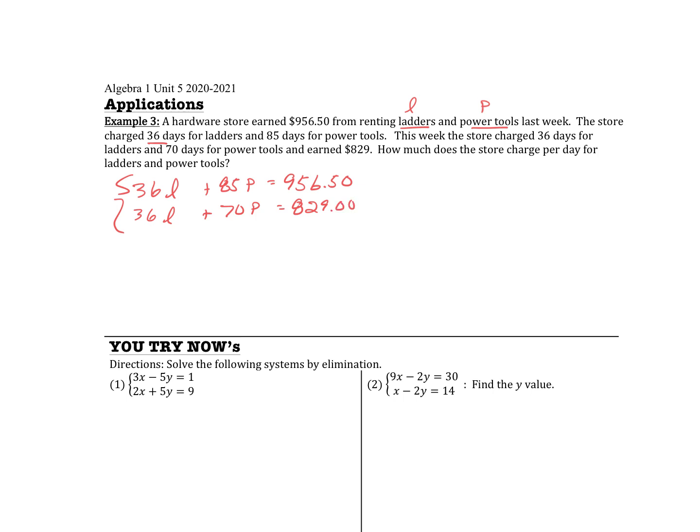And it says how much they charge for each, right? We wanna know ladders and power tools. So 36 matches up here, right? With 36L, 36L, but it's not the opposite sign. So I'm gonna take this bottom equation, multiply everybody by a -1, and I'm gonna add them. So my 36Ls are gonna add to 0. So I've got 15P. And again, this is addition, so I'm gonna have my 50 cents here.